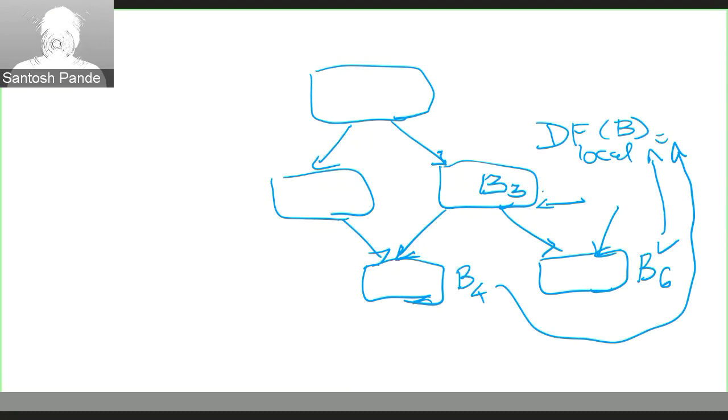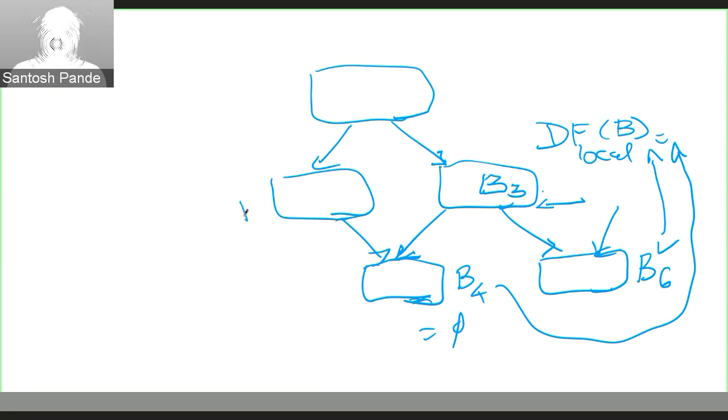Similarly, if we look at B4, B4 dominates itself, there is no other node it dominates. So its region of domination ends here. And again, if we look at its successors, there are none here. And so the dominance frontier for B4 is phi, null. There is nothing in that dominance frontier.